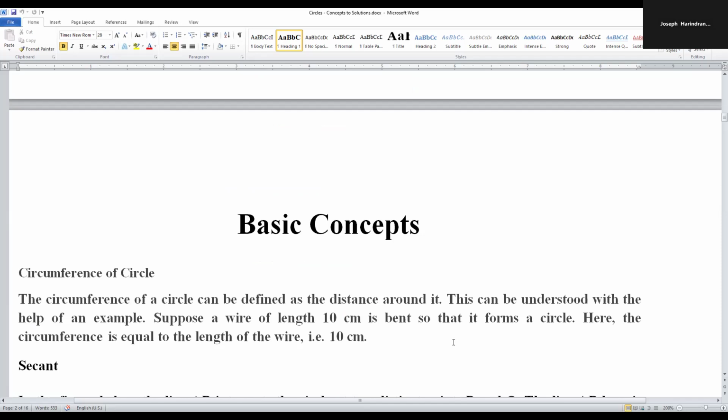terms related to circles. Circumference of a circle can be defined as the distance around it. It can be understood with an example. Suppose a wire of length 10 centimeters is bent so that it forms a circle. Here, the circumference is equal to the length of the wire which forms the circle, that is 10 centimeters.